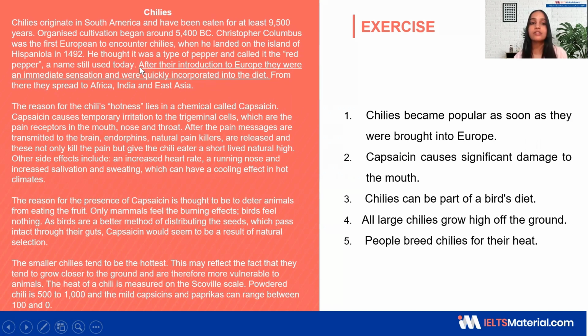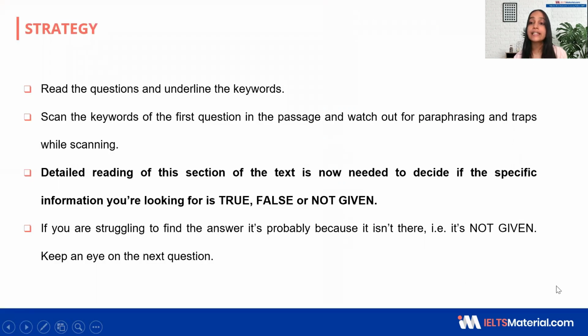So in the passage, it says after the introduction to Europe, they were an immediate sensation and were quickly incorporated into the diet. Next, what you need to do is detailed reading of that particular section where you have found the keywords. And all you need to do is apply the tips that I have explained before to determine whether that statement is true, false, or not given. Remember, if you're struggling to find the answer, probably the answer is going to be not given. So you should always keep an eye on the next question. Let me explain this a bit more.